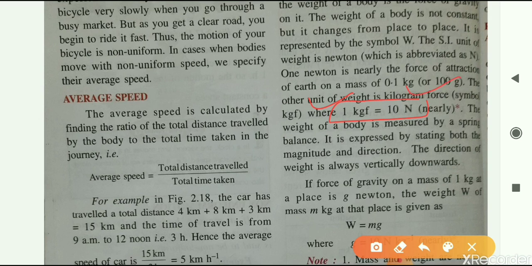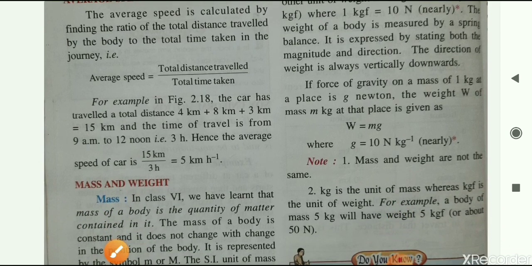The weight of a body is measured by a spring balance. As mass is measured with the help of a beam balance, weight is measured with the help of a spring balance. It is expressed by stating both magnitude and direction. Mass is expressed by only magnitude, but weight is expressed in both magnitude and direction. The direction of weight is always vertically downwards because Earth attracts an object with the force of gravity towards itself, that is weight, therefore acts vertically downwards.